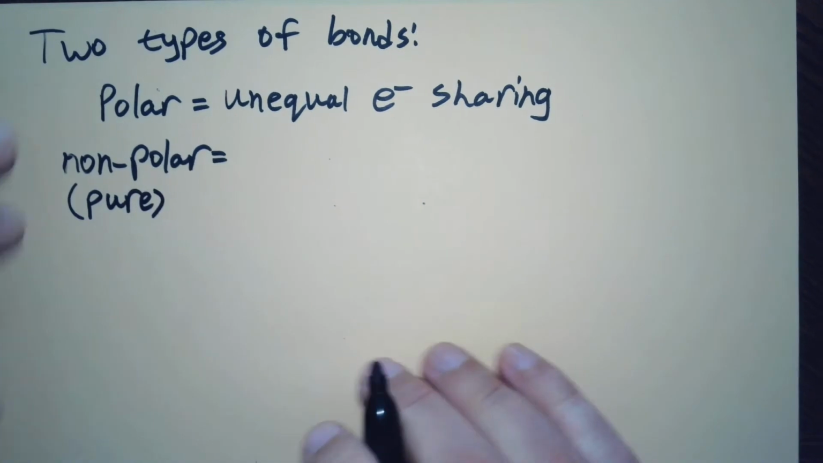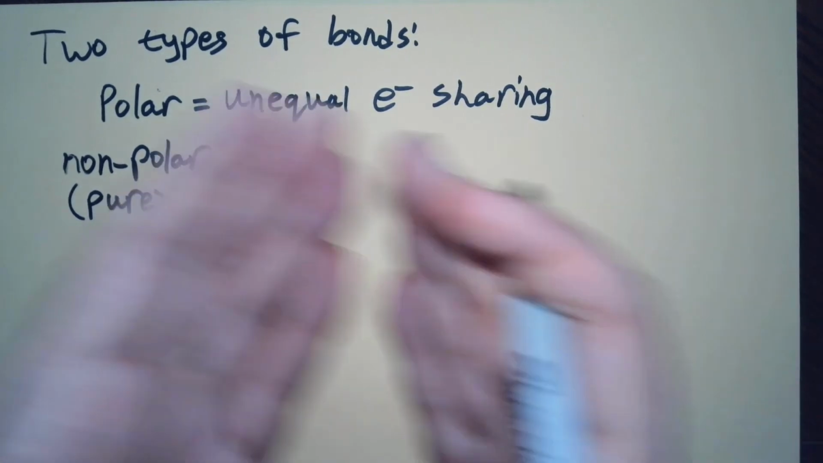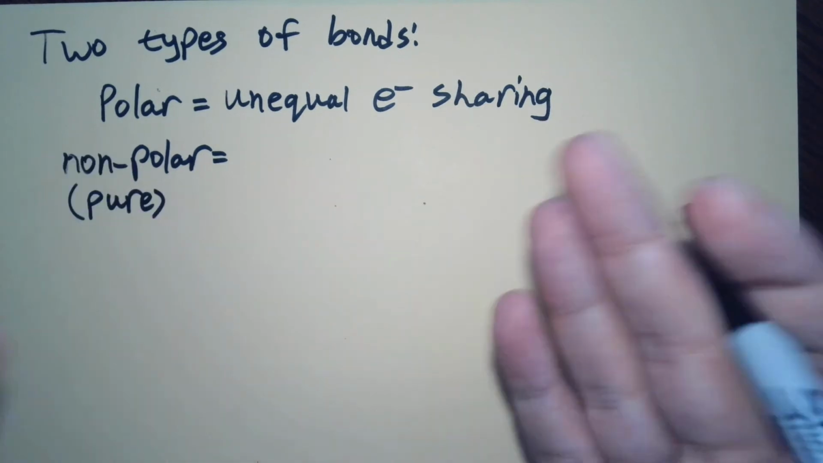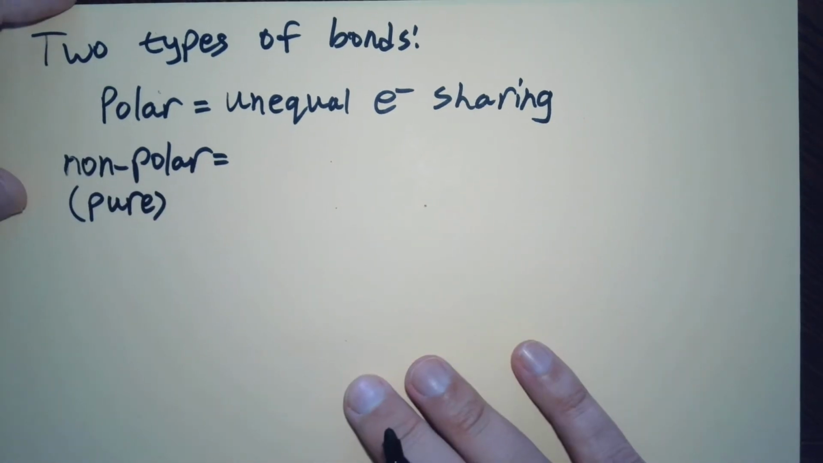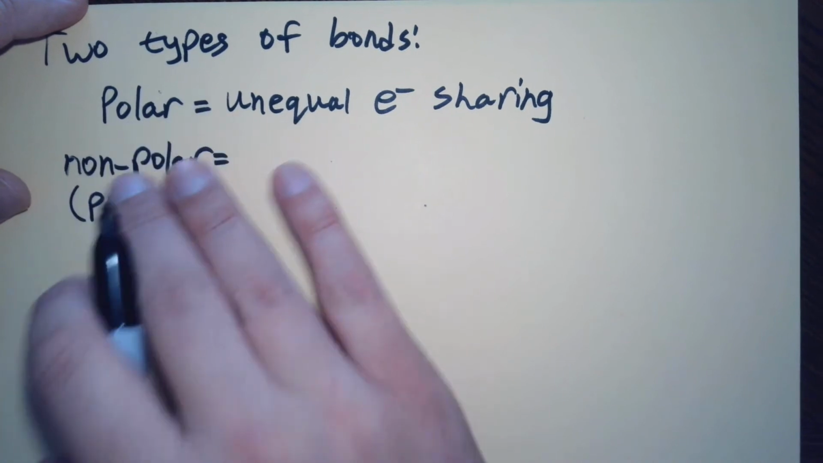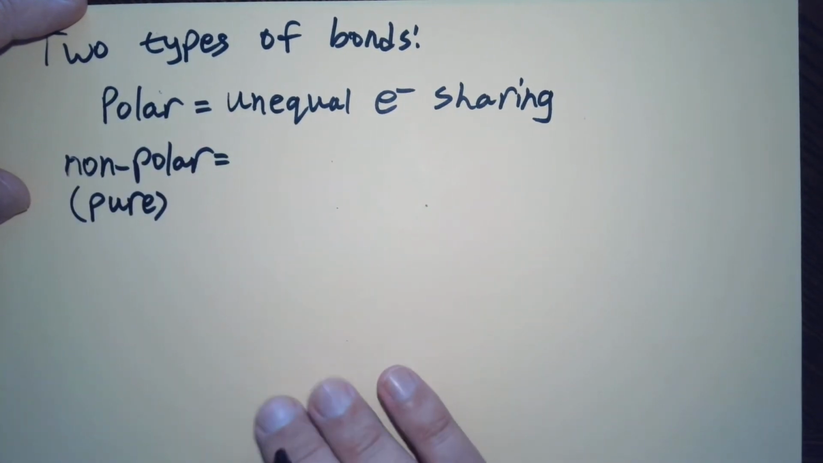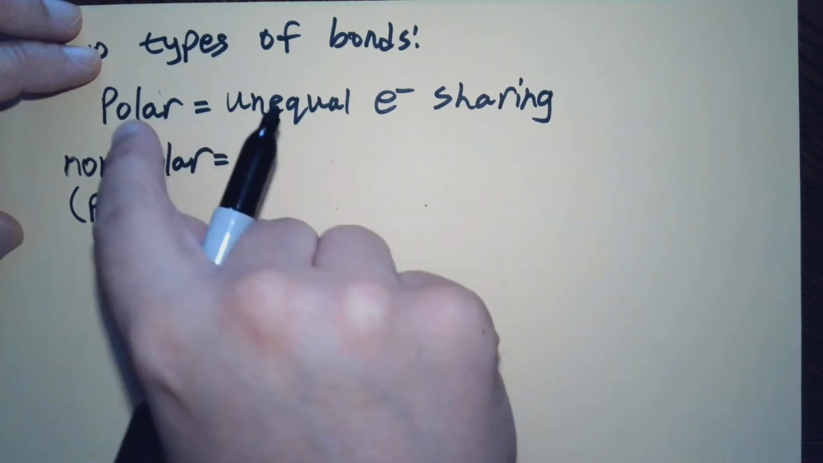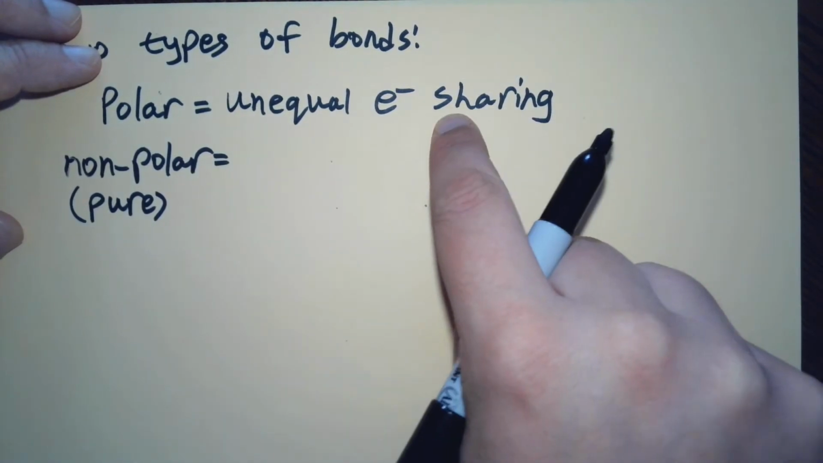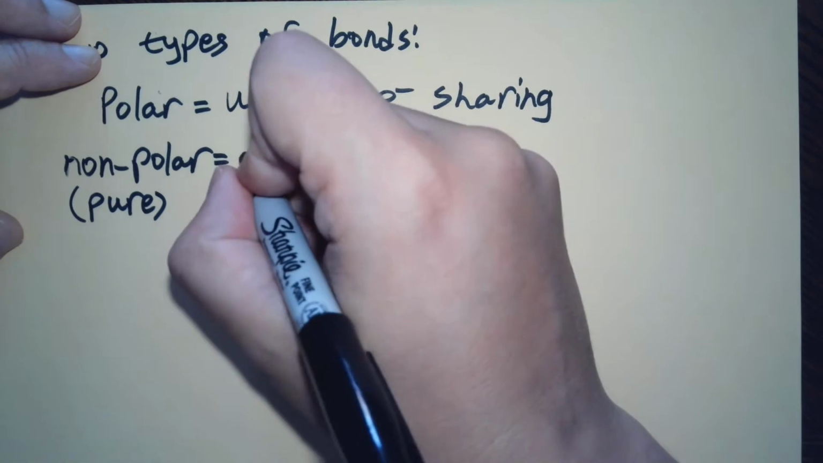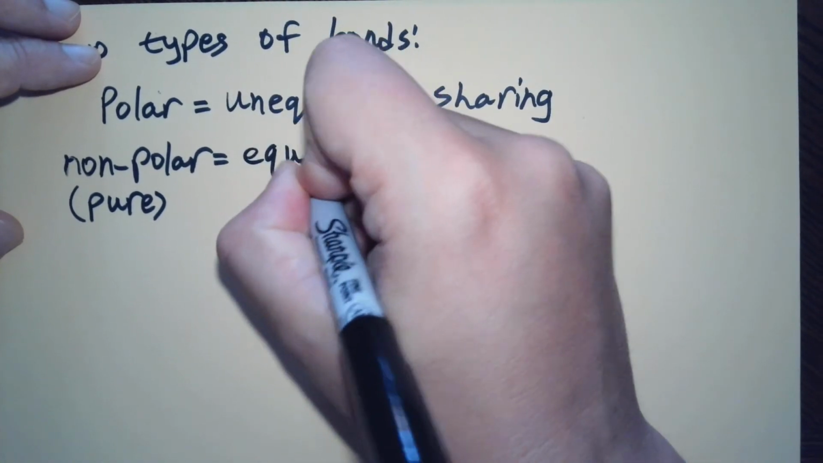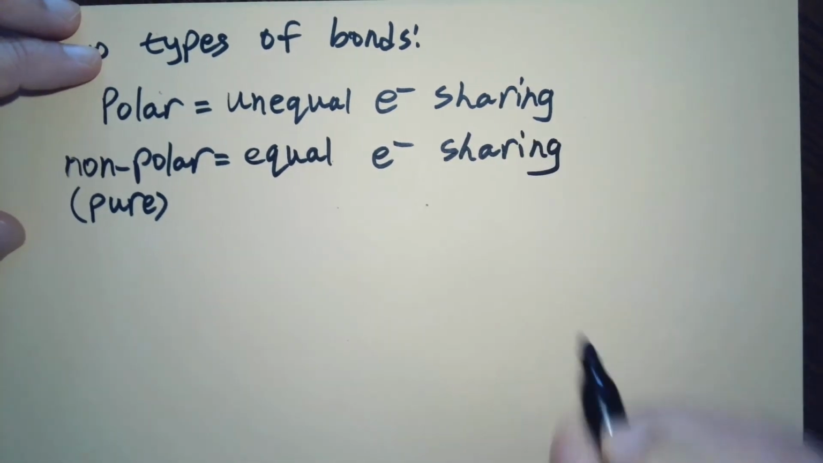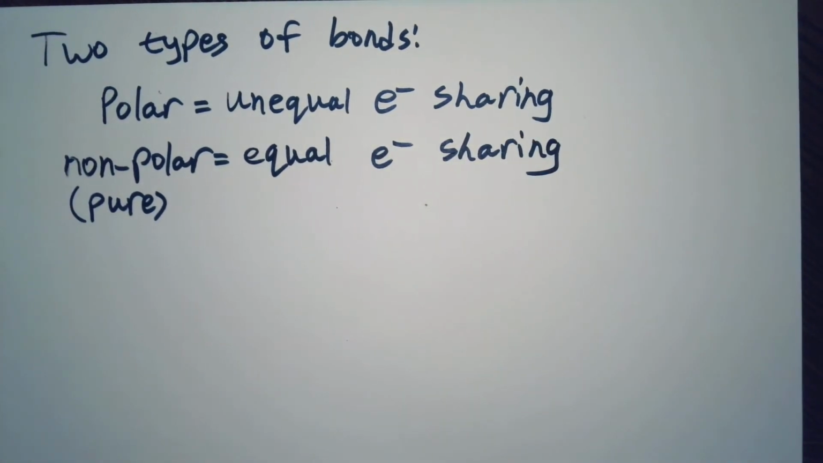It also feels a little bit weird to be like, oh, this is a pure covalent bond. And this one over here, well, this is impure. Whatever that might mean. So, I think polar and non-polar is a much better way to break it up, even though it's just different language for the exact same thing. And so if polar is unequal electron sharing, what's going to be the opposite of that? Well, it's going to be equal electron sharing.